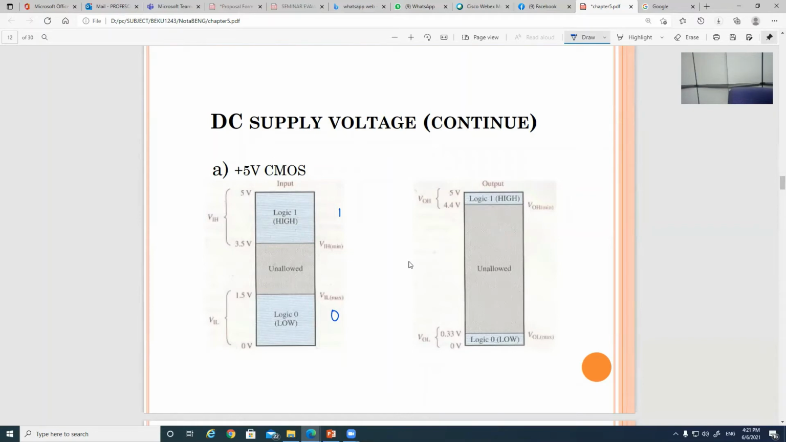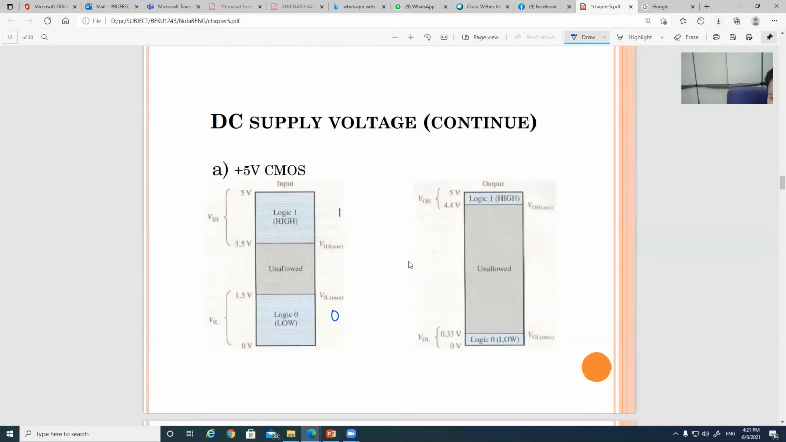That's why for the DC power supply, they have a range for the input, for the high or low input, for example. So for example, this one is for the input. There's a range from 3.5 to 5 volt for logic 1, then 0 to 1.5 volt for logic 0. So actually this is for the input.